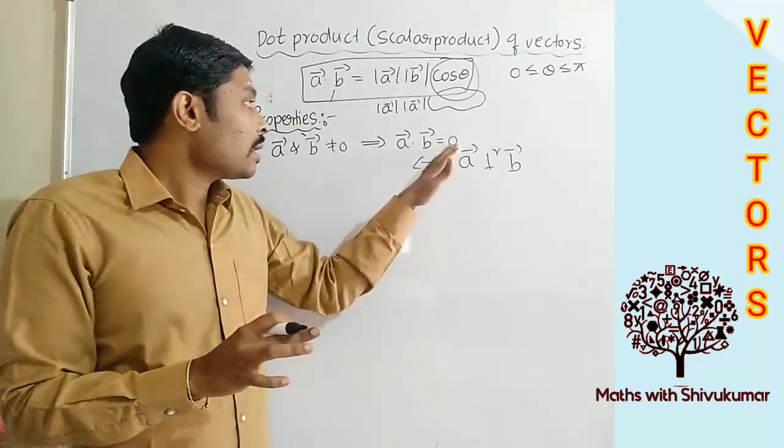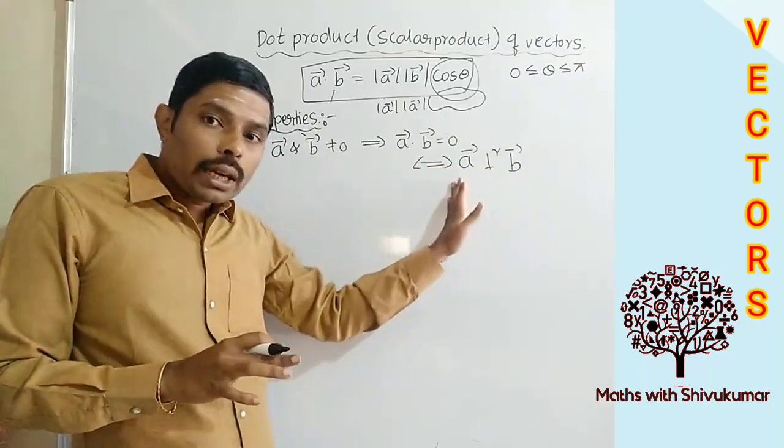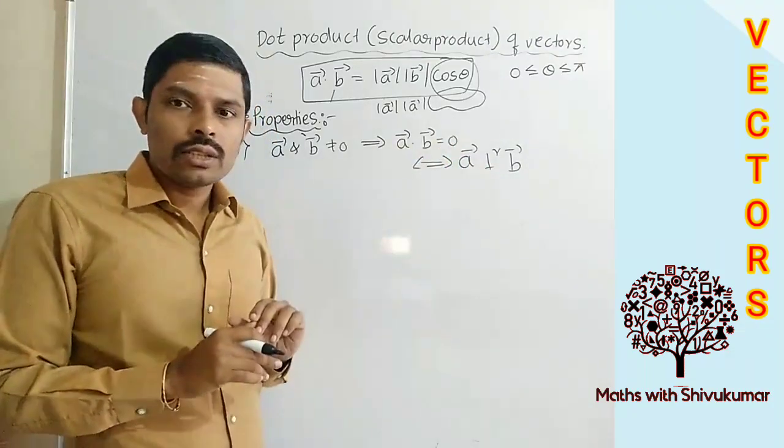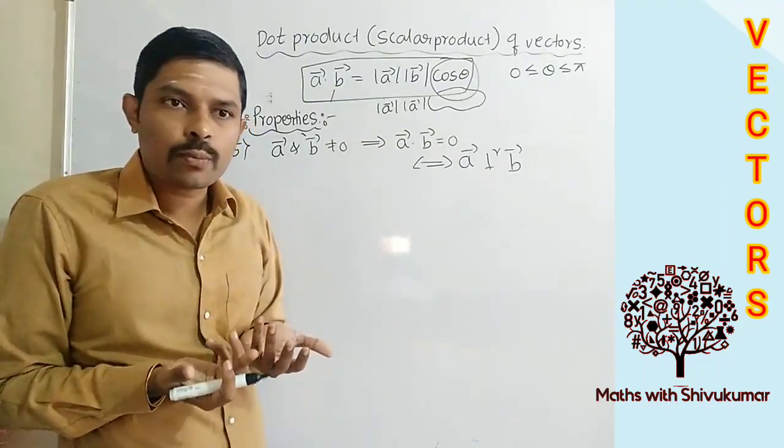If the dot product is 0, A and B are perpendicular. If A and B are perpendicular, then the dot product is 0. You may ask, how sir, it is possible?